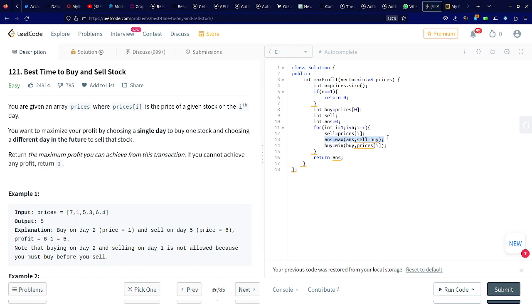If the profit is greater, then we'll maximize the answer. But if we find another element which is lower than the previous buy, that means we won't be buying at that previous buy, we'll be buying at this current element.